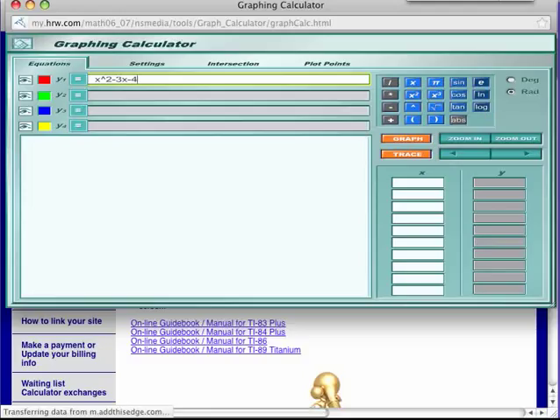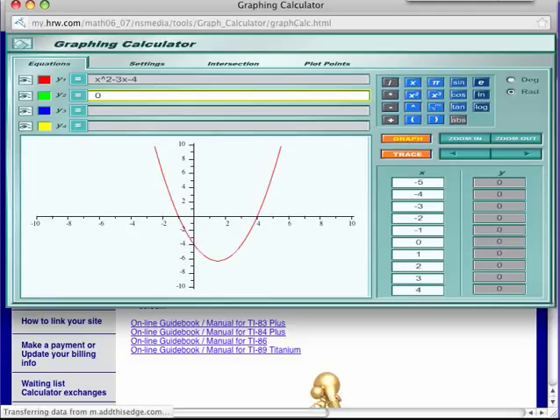Okay. Now in the second one, I'm going to go ahead and put 0. The reason I'm doing 0 is because that's what I want the function to equal. Now you're going to notice there's a graph button over here in orange. I need you to click graph. It's located right below the plus sign. Click graph. There is the graph of the function.